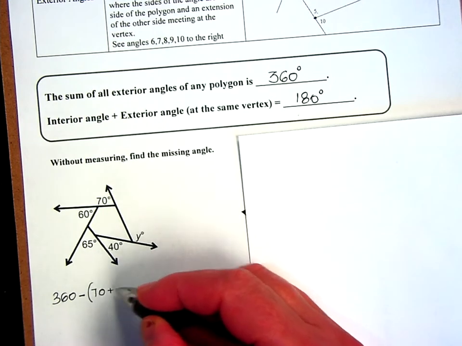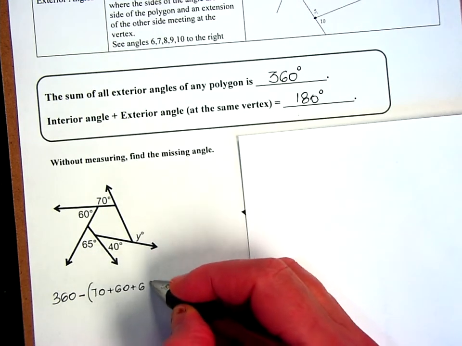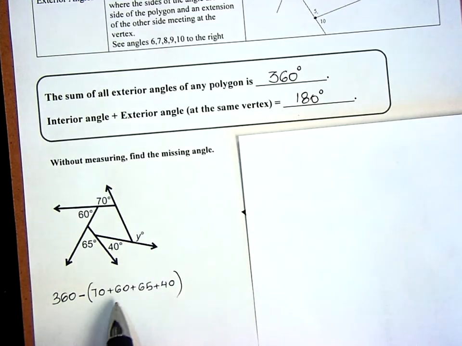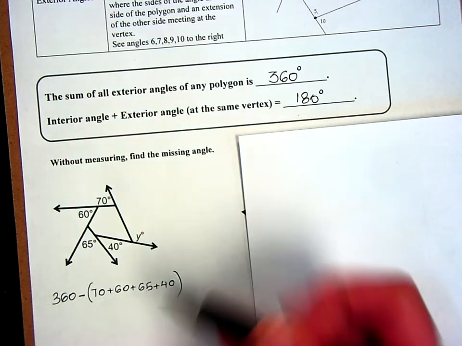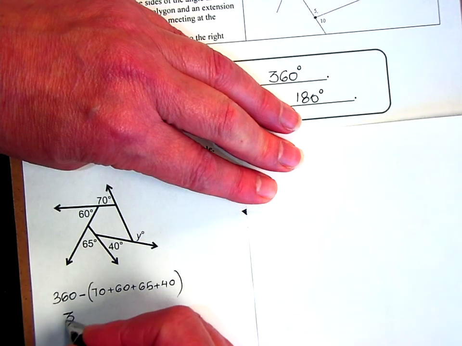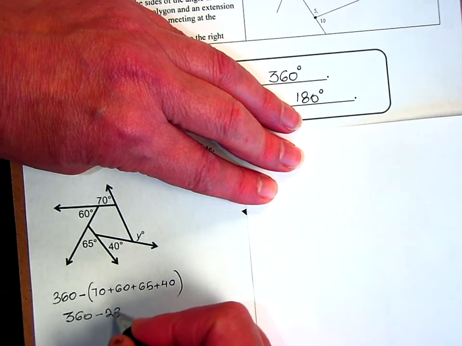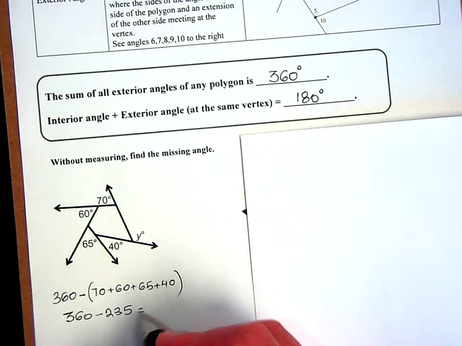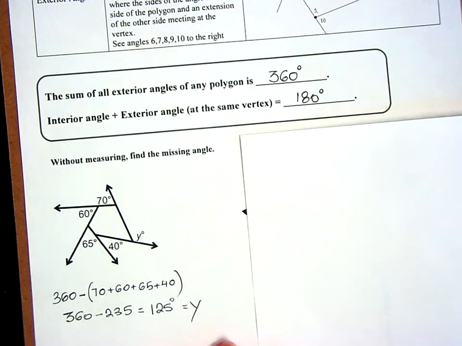So 70 plus 60 plus 65 plus 40. By order of operations, we have to solve that first. So this is 130, 170, 235. So if we take 360 minus 235, we should find how much is angle Y. So 360 minus 235 is 125 degrees. That's my angle Y. So 125 degrees is angle Y.